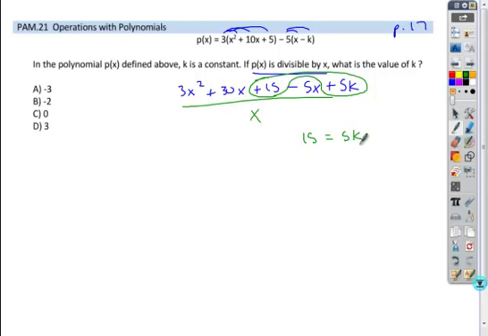Or not equal to 5k, but 15 plus 5k, that has to equal 0. Okay? And so if you solve for this, you can come up with your solution that k is equal to a negative 3.